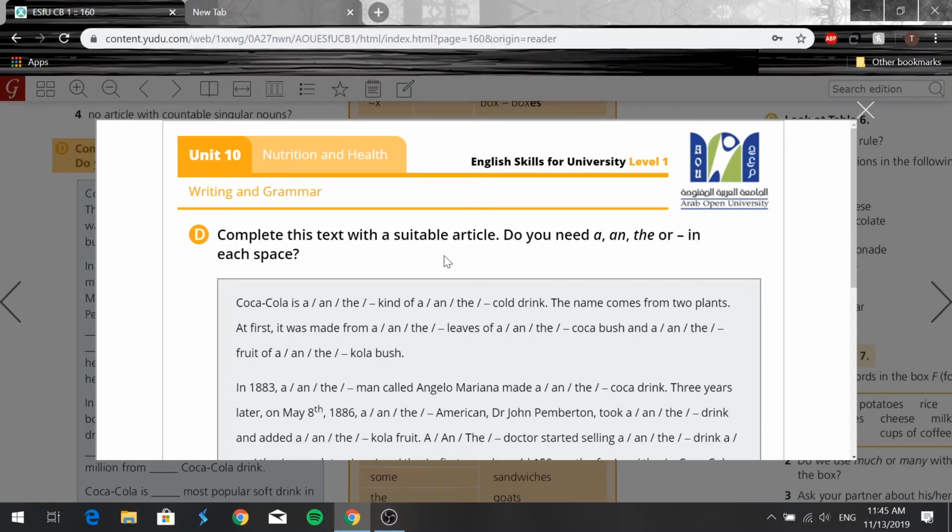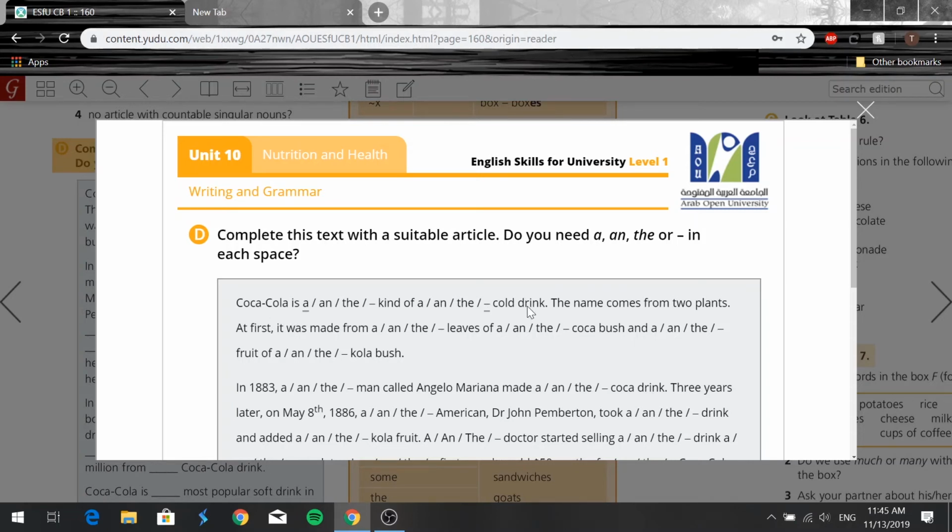Here we have Coca-Cola is a, or an, or the, or no article. We'll say a, okay, is a kind of cold drink. So is it "kind of a cold drink"? No, we'll use no article. Okay, so Coca-Cola is a kind of cold drink.